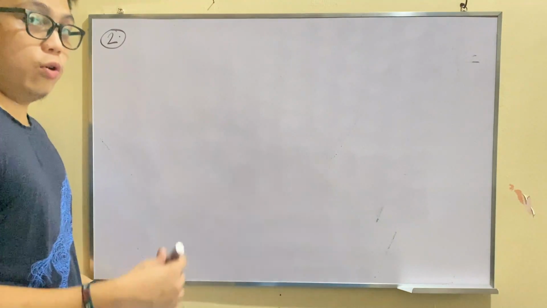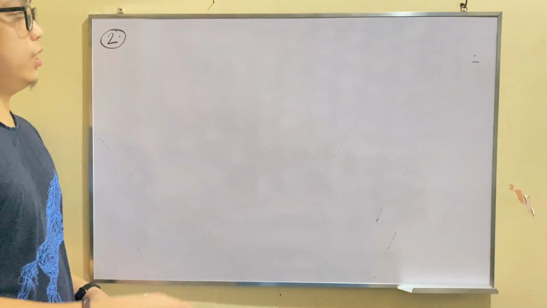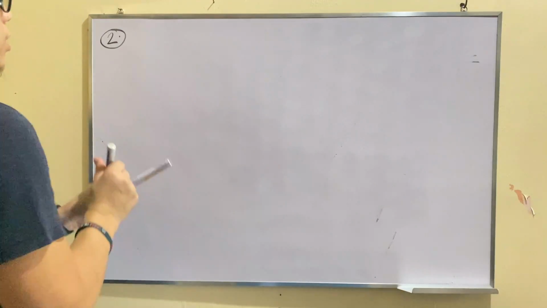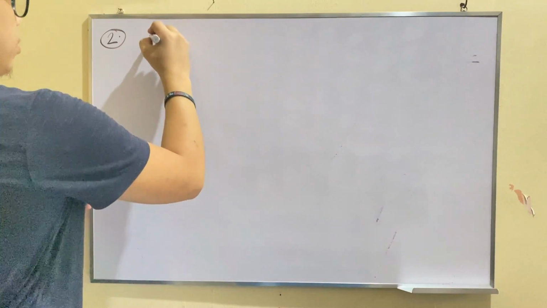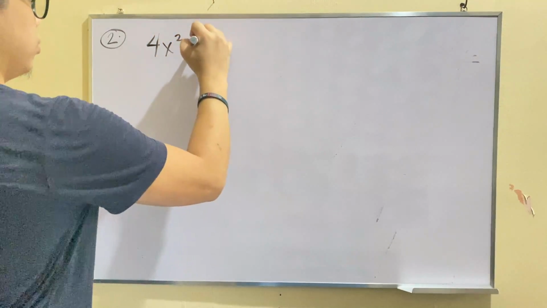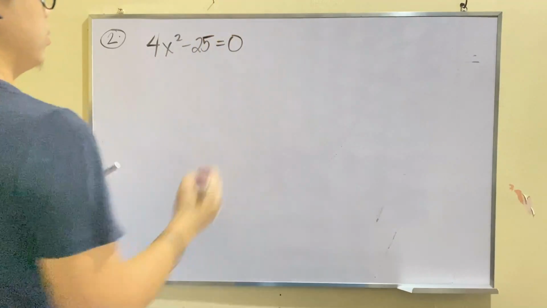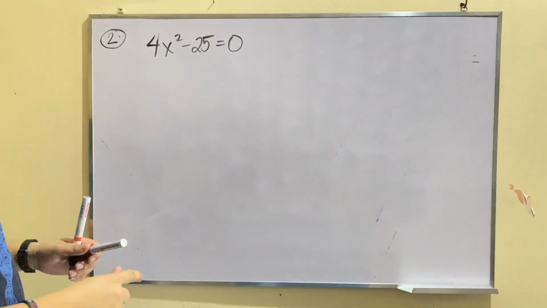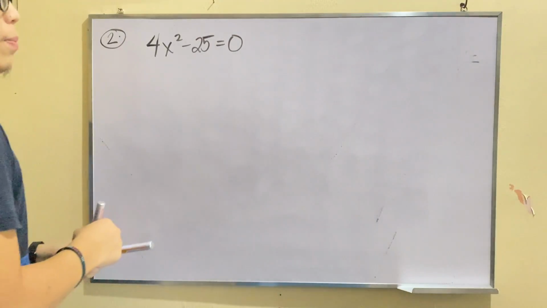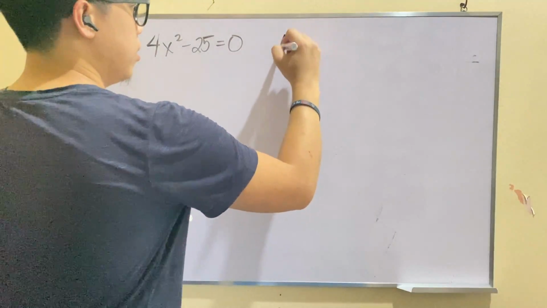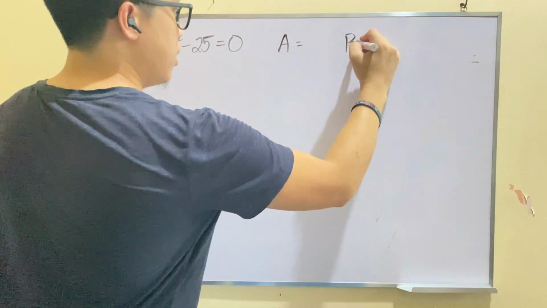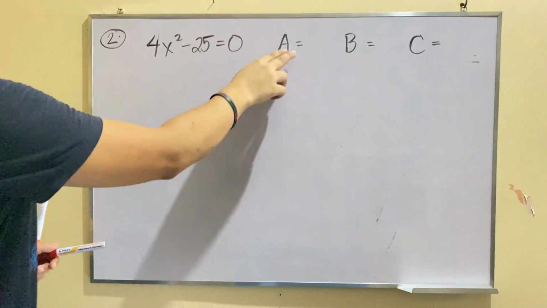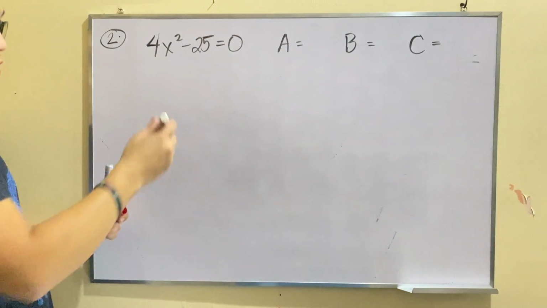Okay, so alam ko hindi sapat ang isang example lamang sa mathematics. So magkaroon tayo ng pangalawang example. So ang equation natin isusulat is 4x squared minus 25 is equals to 0. Ang first step para mahanap natin ang discriminant is hanapin kung ano ang value ni A, ano ang value ni B, at ano ang value ni C. Ano ang value ni A? So, meron tayong A, which is 4.